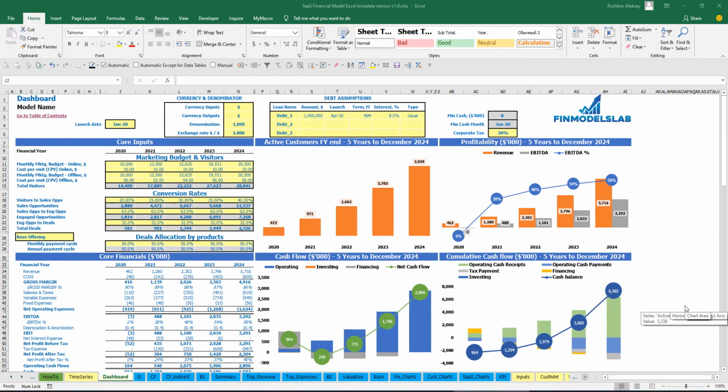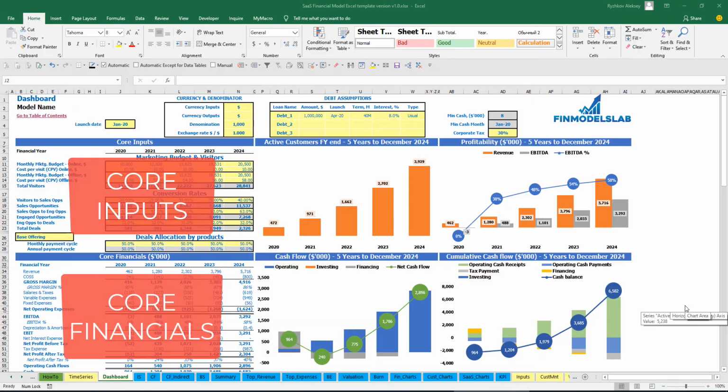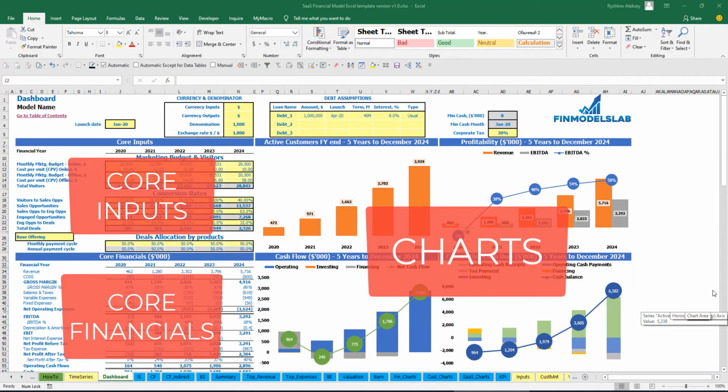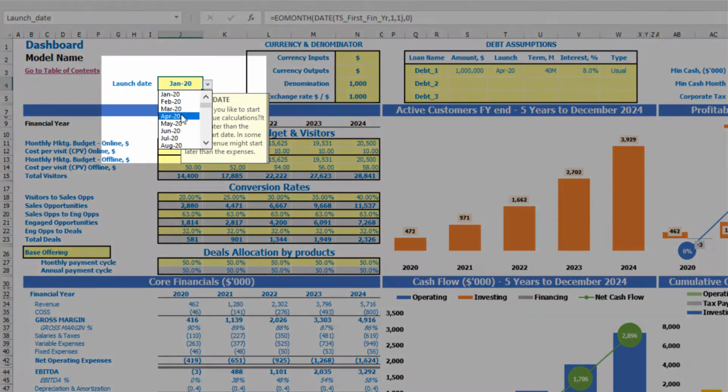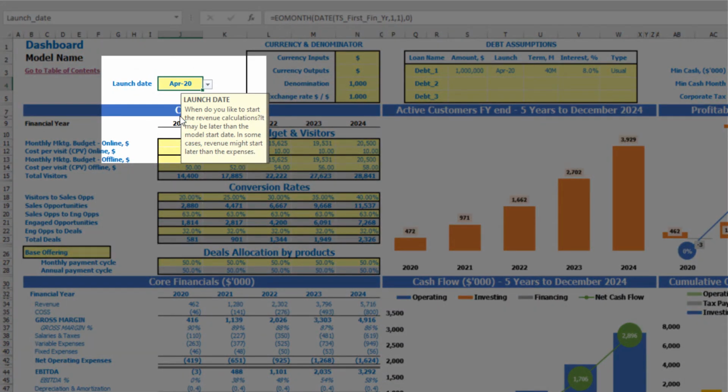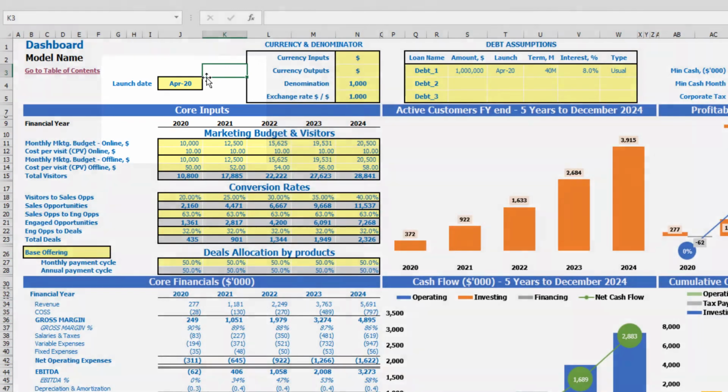On the dashboard tab, you will input core inputs or drivers for the model, review the core financials and core charts about the model. Let's start from the launch date. So you can set the launch date of your model. Let's say it's April 20.